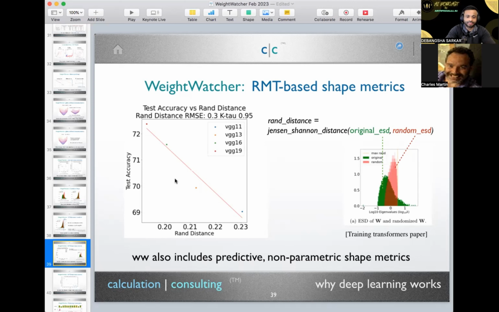Give me a second here. No, see, the larger the RAND distance, the better this plot. I must have screwed something up. I'm sorry, this plot is crazy. You're absolutely correct, the larger RAND distance is what it should be. I don't know what's going on.